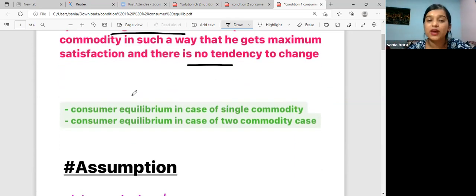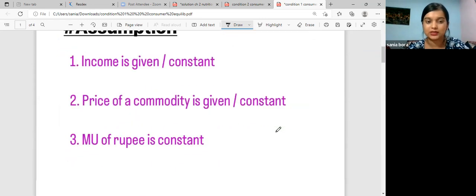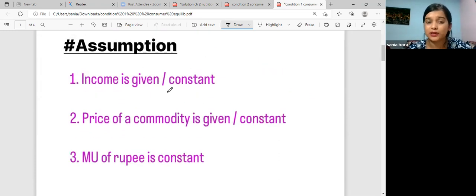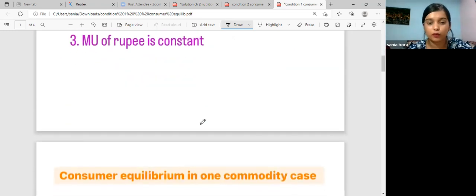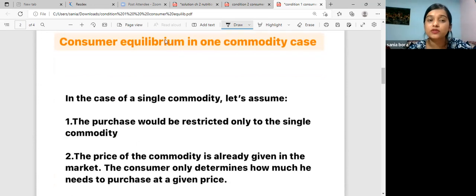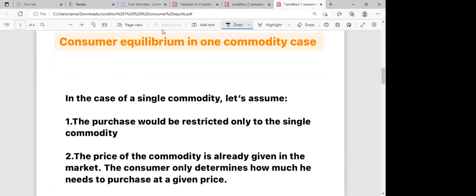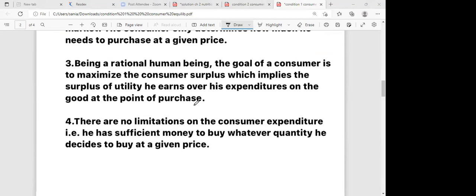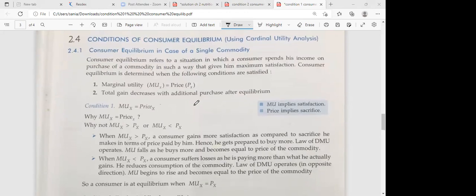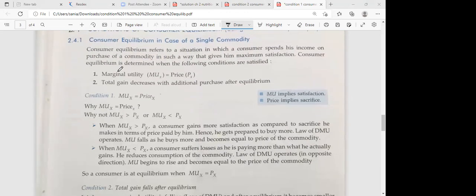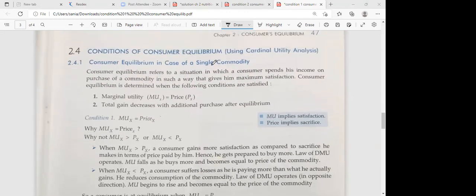Okay. We have two things. One is consumer equilibrium in a single commodity case, where there will be one commodity, and the other is consumer equilibrium in the two commodity case. Basically our assumptions are that income is constant, the price of the commodity, and MU of rupees. So first we will do consumer equilibrium in the one commodity case. You already know these things, but we'll just quickly do this. When you want to attain consumer equilibrium in the single commodity case, there are two conditions, right?